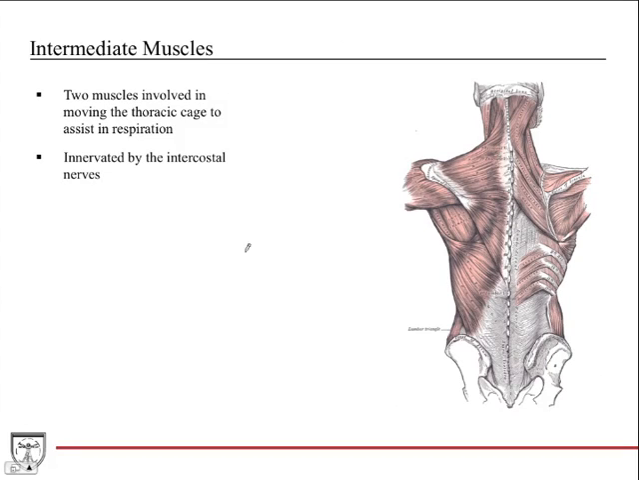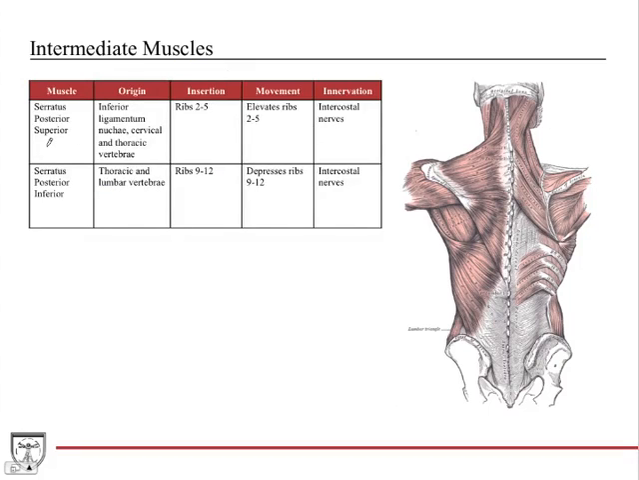There's only two of them. We've exited the deep back muscles. We've done all three layers of the deep back muscles. Now we're into the intermediate back muscles. These are two muscles involved in moving the thoracic cage to assist in respiration. They're innervated by the intercostal nerves, which run just under the ribs in the thoracic cage. All right, so this is the table in your book for the two muscles, serratus posterior superior and serratus posterior inferior.